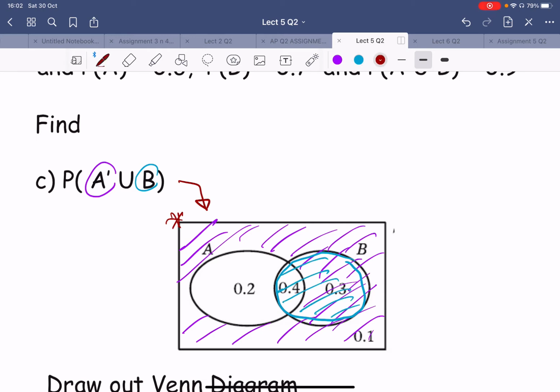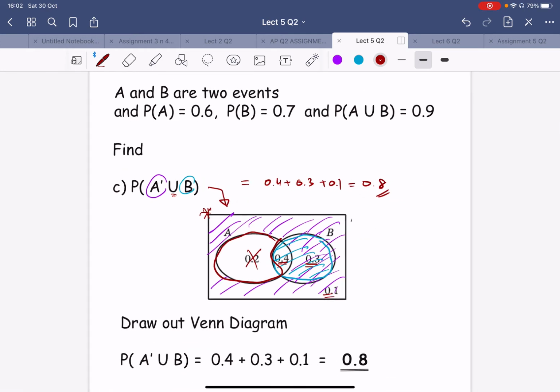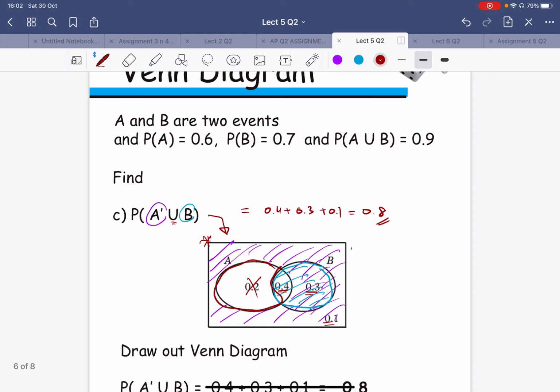See? So where is my answer? My answer is all the shaded because it's union. So all the shaded means it will not be this. This is not my answer. My answer will be this plus this plus this. Okay, so I can say that it will equal 0.4 plus 0.3 plus 0.1, which is 0.8. Okay, all right, let's see the next part.